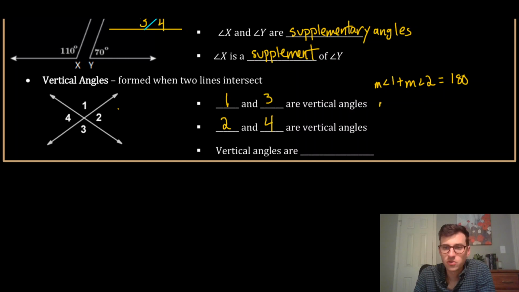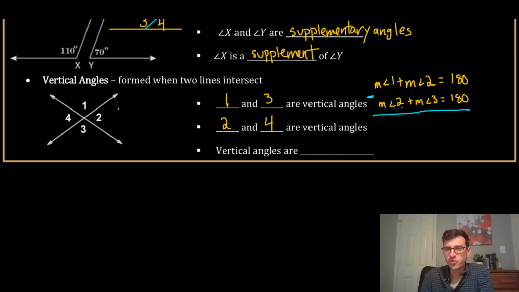In the same way, the measure of angle 2 plus the measure of angle 3 is 180. All right, maybe you can see something here. What if I did a little bit of elimination, some algebra here, and I subtracted this second equation from the first equation? Well, what would happen? I would end up with the measure of angle 1, that's not going anywhere because I don't have anything. Measure of angle 2 minus measure of angle 2, that will cancel out. 180 minus 180, that will cancel out.